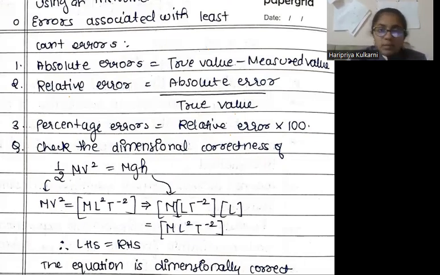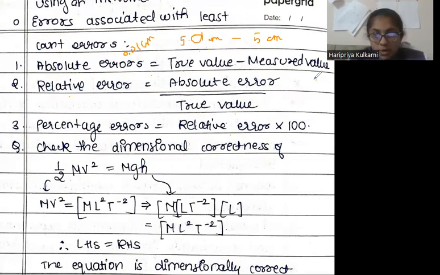So taking the same example, I measured an eraser which has a true value of 5.01 centimeters. But the measured value according to my instrument is 5 centimeters only. So what is the absolute error? It is 0.01 centimeter, right?